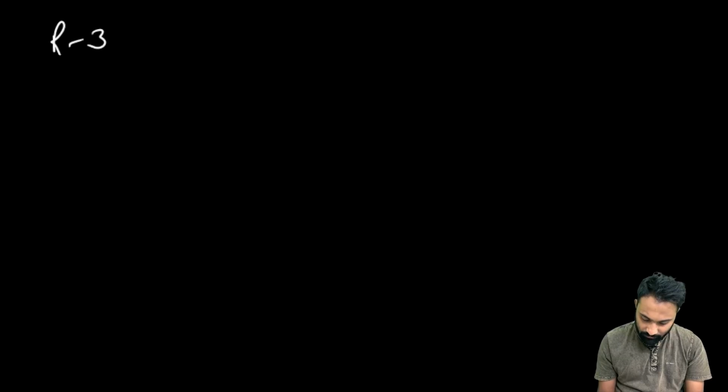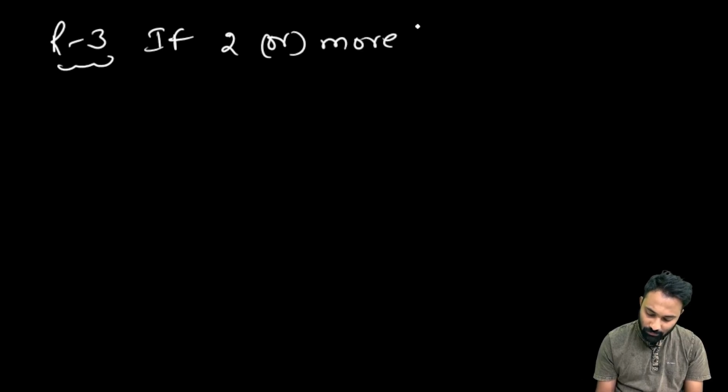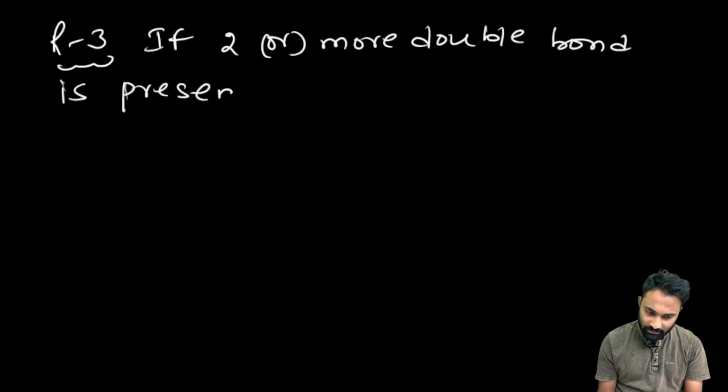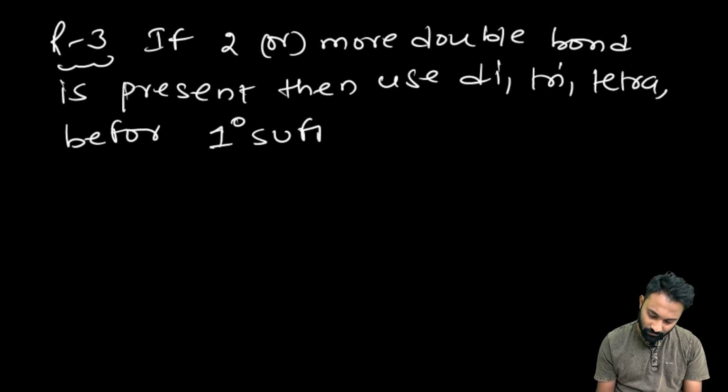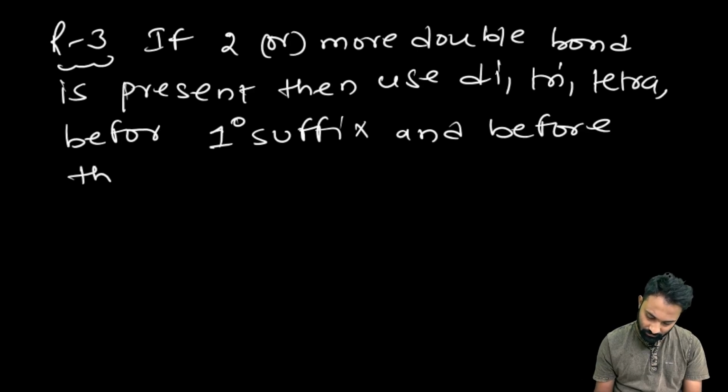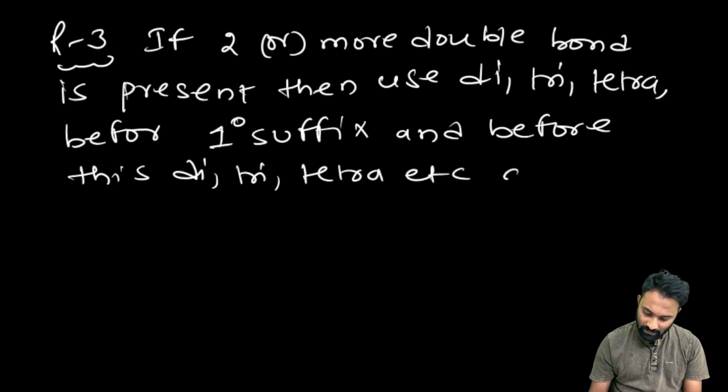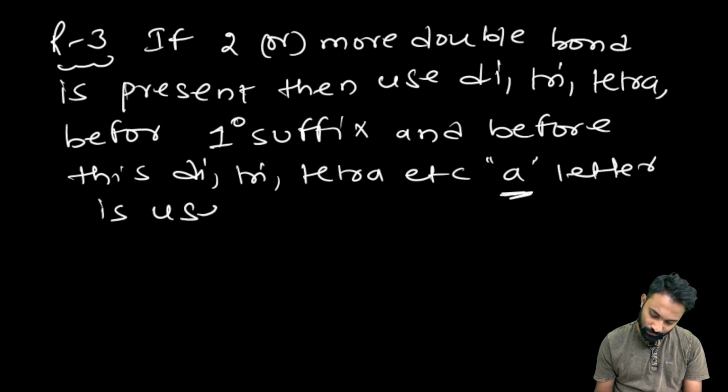Now rule number 3. What is rule number 3? They are saying if 2 or more double bonds are present, then use di, tri, tetra before the 1 degree suffix, and before this di, tri, tetra, etc., the letter A is used.